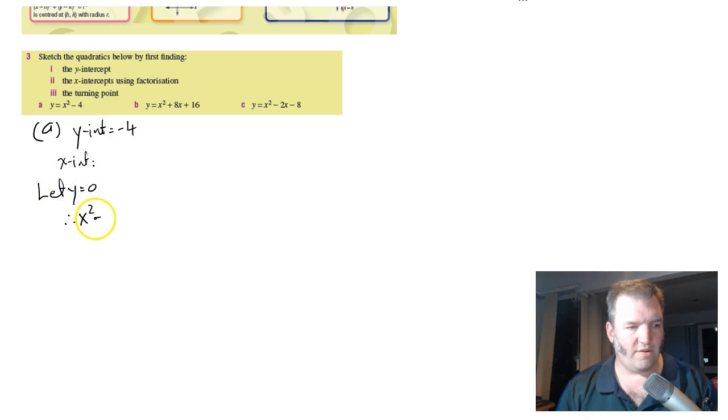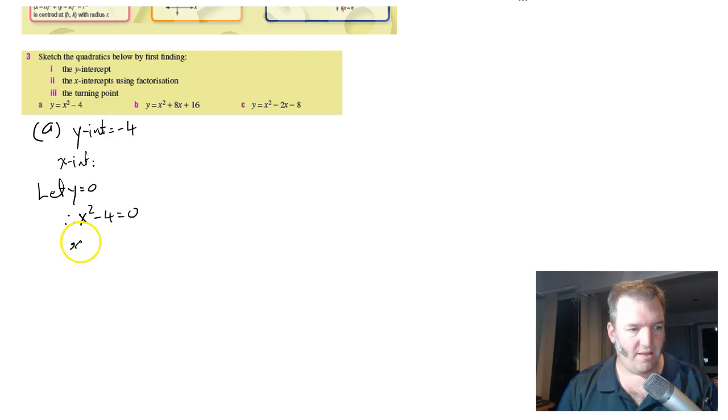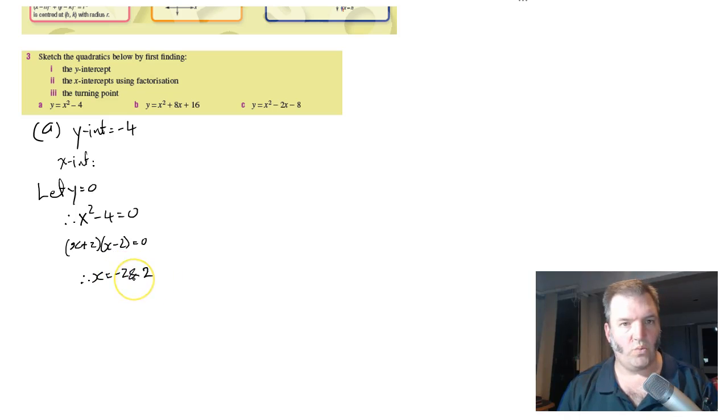Therefore, x squared take 4 must equal 0. You guessed it, favourite rule in maths, difference of two squares. That becomes x plus 2, x minus 2 equals 0. Therefore, the x-intercepts are negative 2 and 2. So there we go, we've got the x-intercepts.